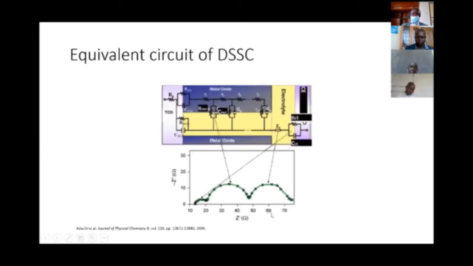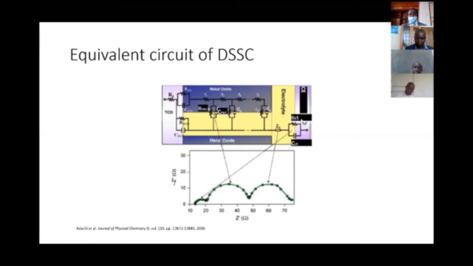Usually, for a dye-sensitized solar cell, you will have 3 semicircles. On the upper diagram, I have what is called the general transmission line model of a dye-sensitized solar cell. This part here is the cathode, while this side here is the anode. The yellowish part represents the electrolyte in the solar cell.